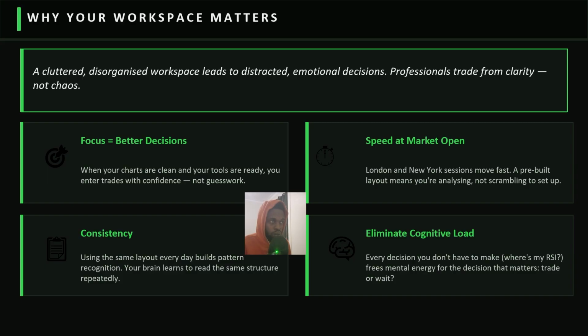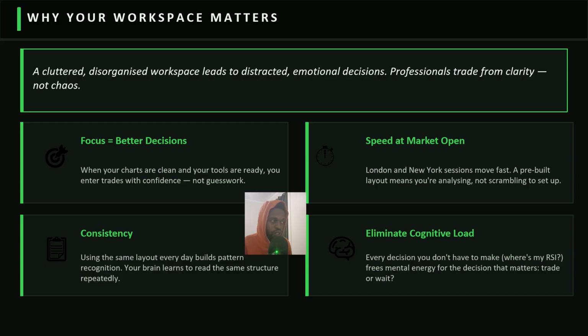So, speed at market open. As a trader, you realize that when these sessions begin, especially London and New York, the speed increases due to the volume of people that are usually trading the market. So it's very important to be organized. You know your trading platforms are already open and set up, and you're just waiting, ready for execution.